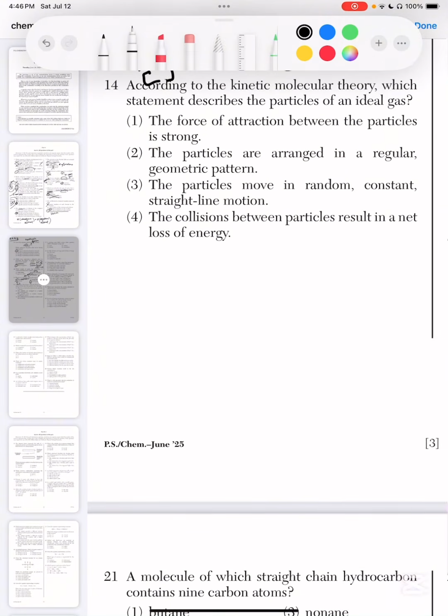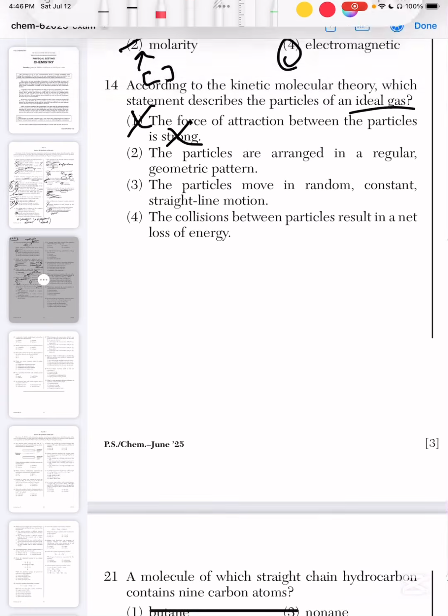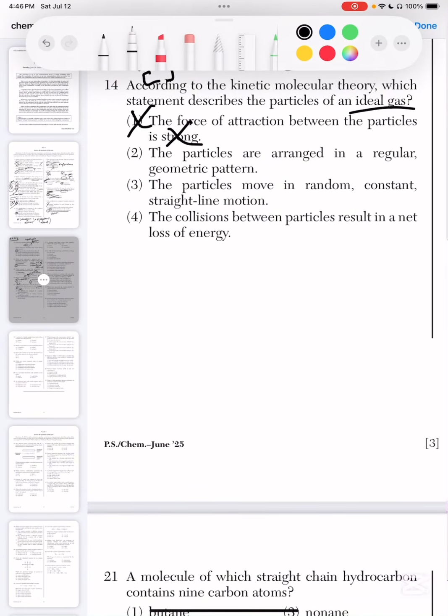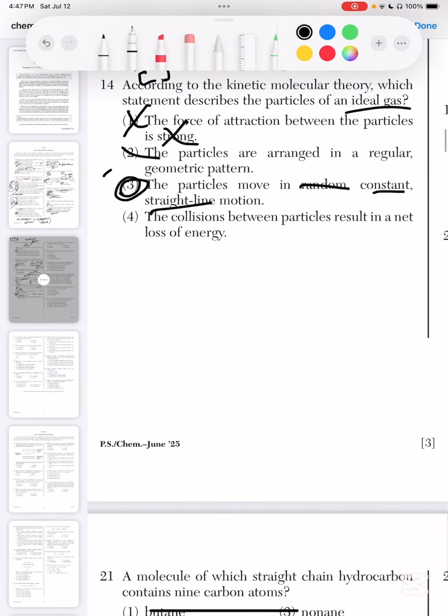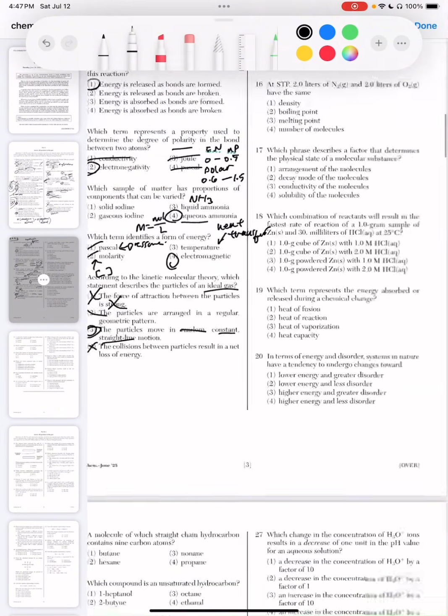14. According to the kinetic molecular theory, which statement describes the particles of an ideal gas? There shouldn't be forces of attraction between ideal gas particles, because then their motion wouldn't be random and straight line. Yeah, random constant straight line motion is for ideal gases. And then the last one obviously is not right, because in theory, it's supposed to be a complete transfer of energy when they collide and no loss. So there's that.